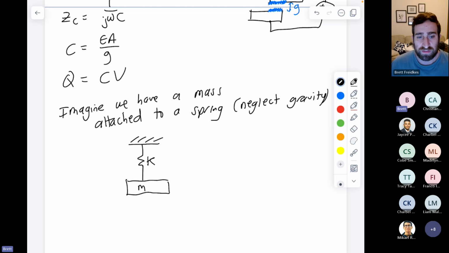And let's say that this is essentially what a transducer looks like. If we have an accelerometer where we have a proof mass in the center and we have it attached to some beams, there's some mass and then there is some stiffness associated with those beams in general.